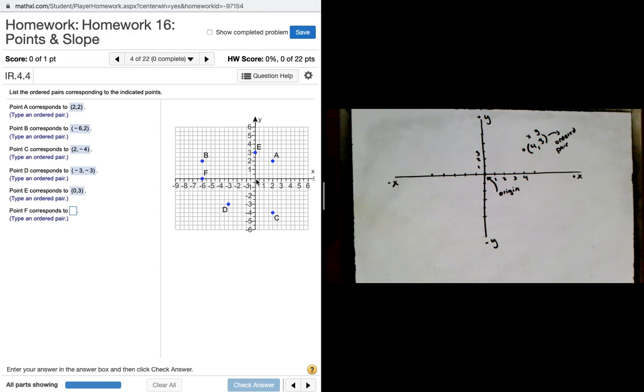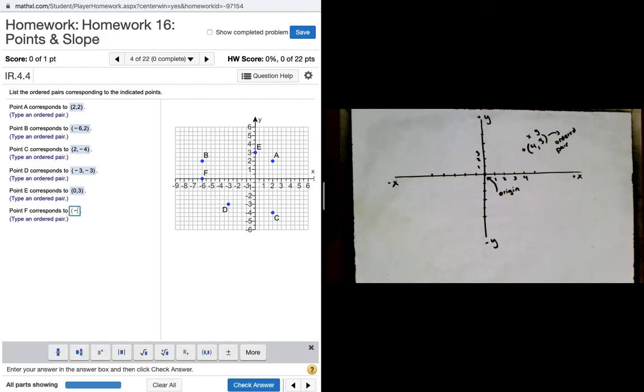Lastly, for the F value, I start at the origin and immediately I have to go left 6 units. And so it's the x value that's negative 6. But when I get here, I don't go up or down at all, which tells me that the height, or the y value, is 0. So at this point, it's negative 6, 0.